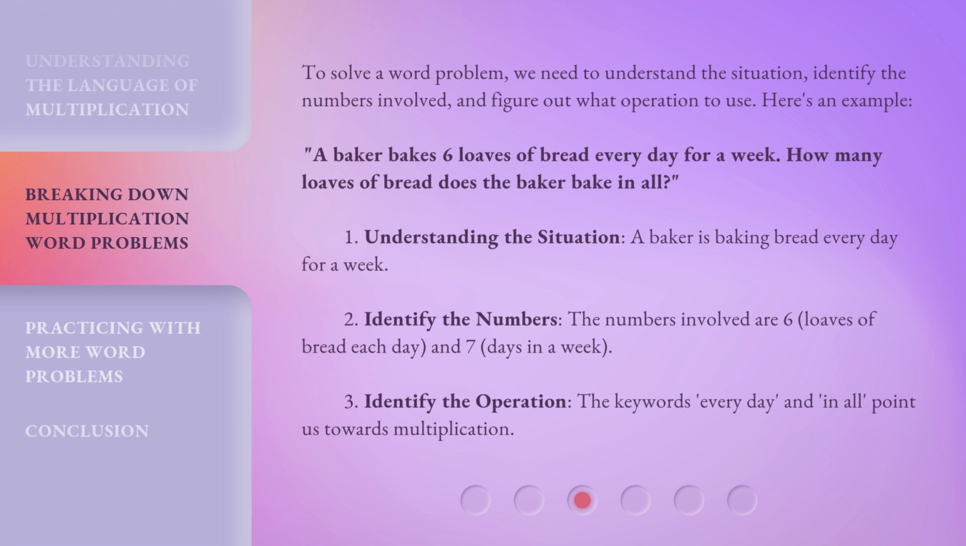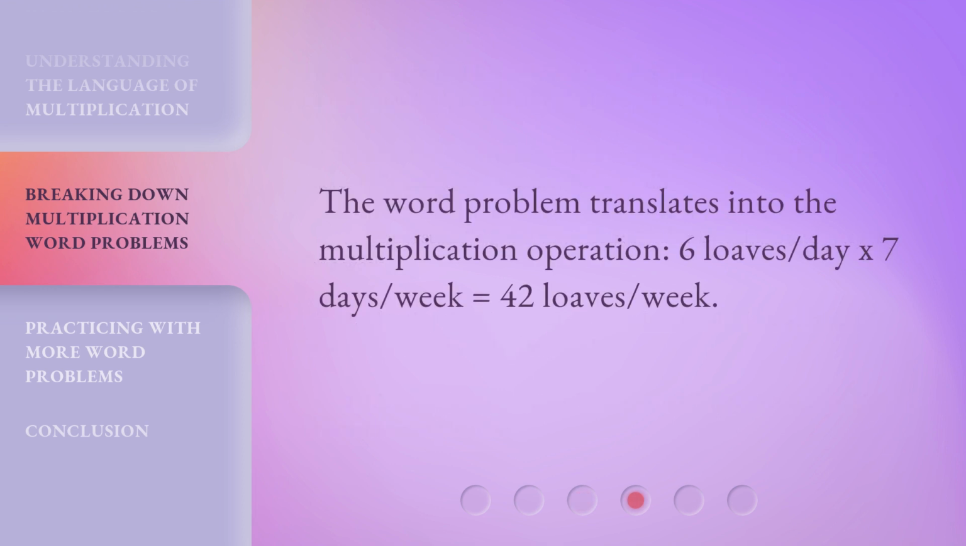1. Understanding the situation. A baker is baking bread every day for a week. 2. Identify the numbers. The numbers involved are 6 loaves of bread each day, and 7 days in a week. 3. Identify the operation. The keywords every day and in all point us towards multiplication. The word problem translates into the multiplication operation. 6 loaves per day times 7 days per week equals 42 loaves per week.